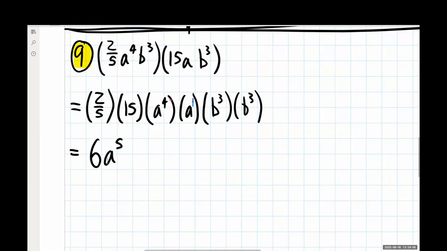The exponents will add. And then for b to the third times b to the third, I'm going to end up getting b to the sixth. Once again, the exponents will add together because the bases are multiplying with the product rule. And there we'd have our final answer for number 9.